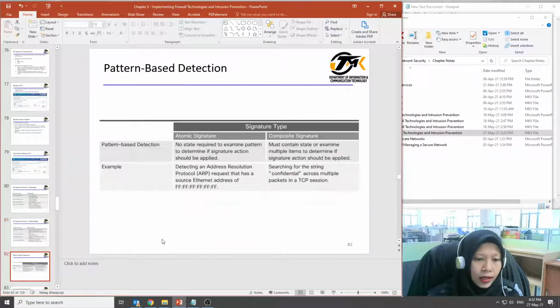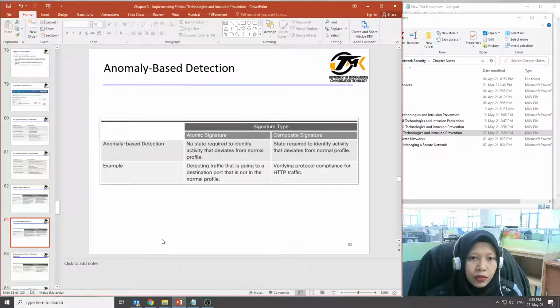The next one is the pattern type detection. So the difference between the atomic signature and the composite signature. For pattern based detection, no state is required to examine the pattern. For an atomic signature, this is very simple. A composite signature must contain state or examine multiple items, because an atomic signature is only one file. For composite, they have multiple files, so you need to have multiple items.